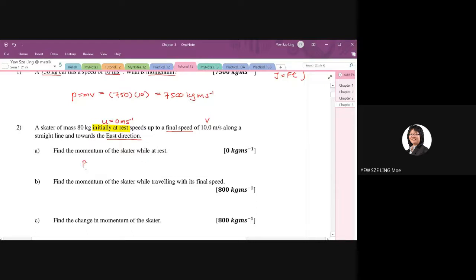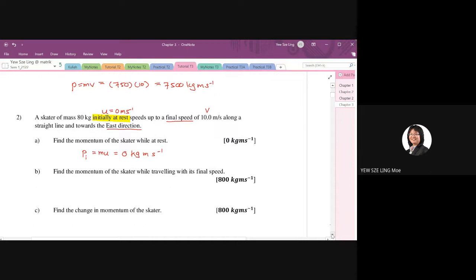So P initial, of course, you're going to use initial velocity. And according to the question, initially the object is at rest. So mu, where u is equals to 0. Therefore, P is also equals to 0, so 0 kg m s negative 1. So this is your question A. So a very simple question.